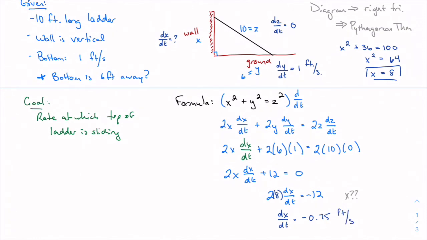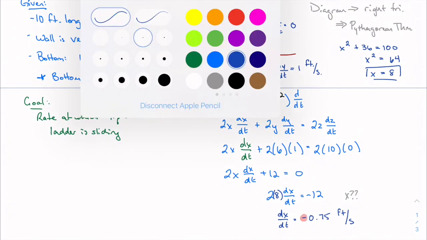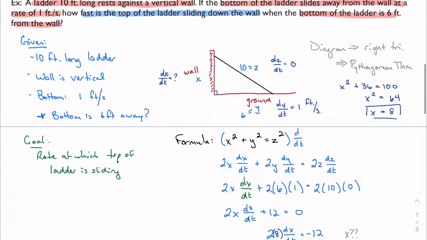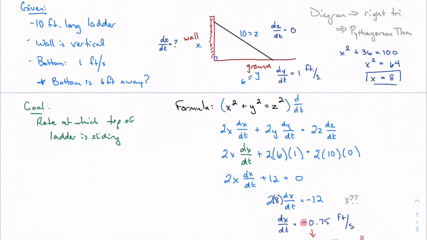You might be wondering about this negative here. That's just to indicate the fact that we are sliding down the wall, kind of defining down as my negative direction. It just means that we're sliding down the wall. So to answer my question, how fast are we sliding down the wall? Depending on how you word it, you could even just say 0.75 feet per second.